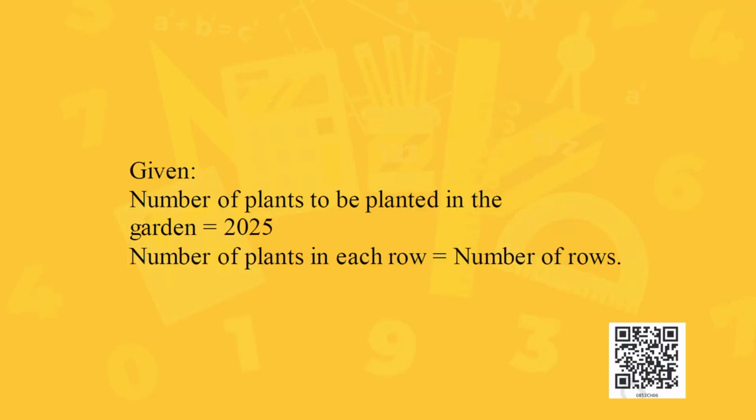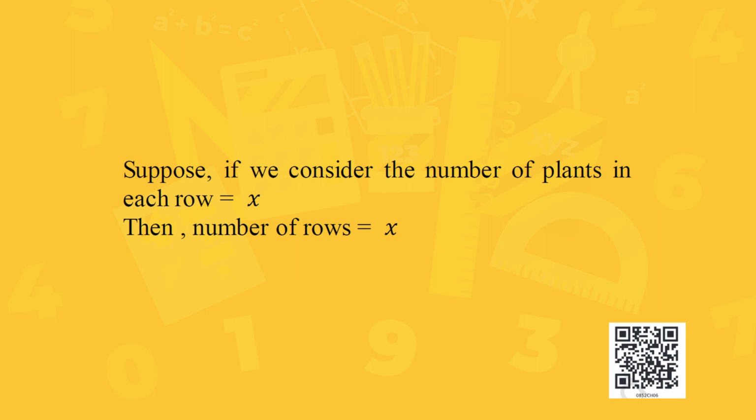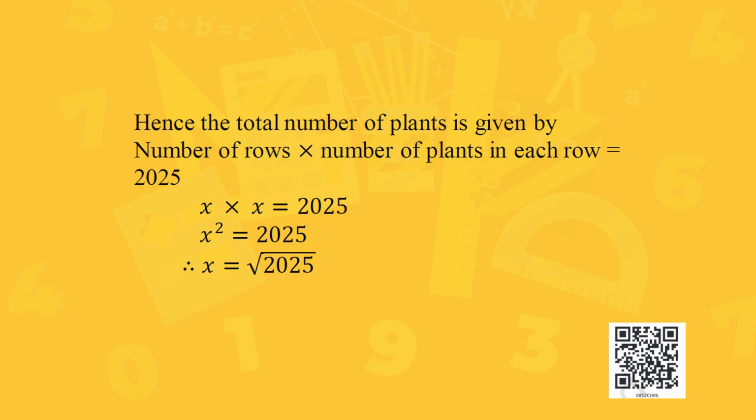So, it is given that the number of plants to be planted in the garden is equal to 2025. It is also mentioned that the number of plants in each row is equal to the number of rows. Suppose we consider the number of plants in each row is equal to x, then the number of rows is also equal to x. Hence, the total number of plants is given by the number of rows multiplied with the number of plants in each row. So, that will be equal to 2025.